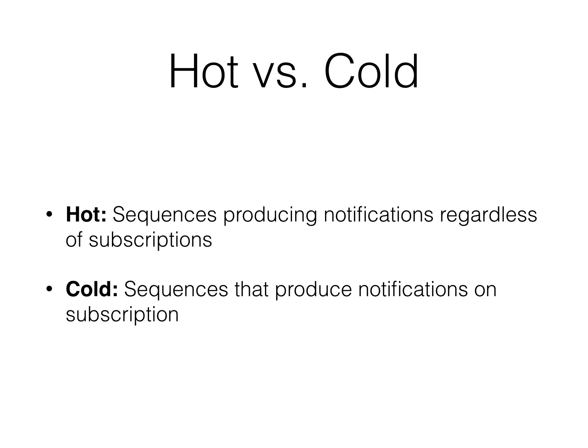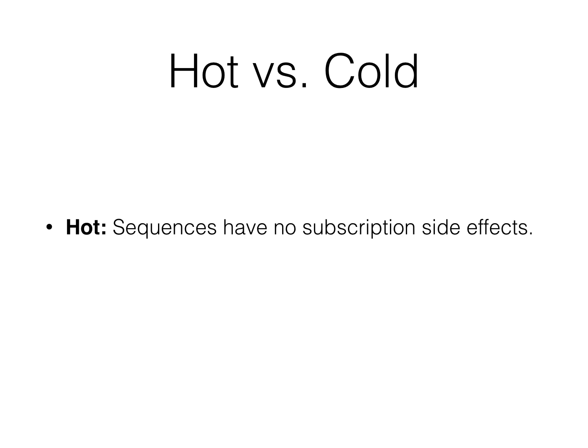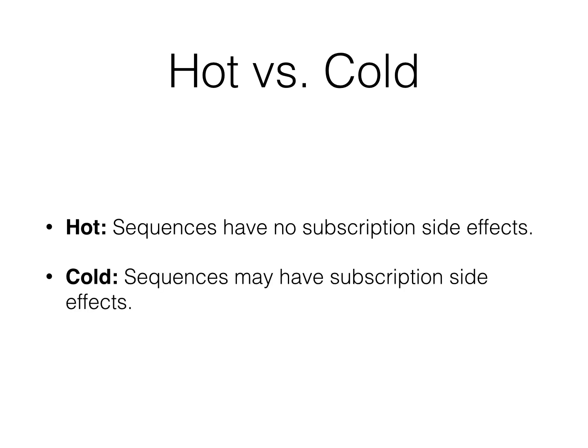Another way to look at it in a more general sense is that hot sequences have no subscription side effects. When you subscribe to them, nothing really changes about the source observable. Whereas with cold, when you subscribe, it may have a subscription side effect. The only reason I say may is because it's not a hard and fast rule that anything has to happen when you subscribe. For example, I showed observable.never before. That does nothing, so it's hard to tell whether that's hot or cold. I would say it's cold, but because it does nothing, it's kind of a moot point.